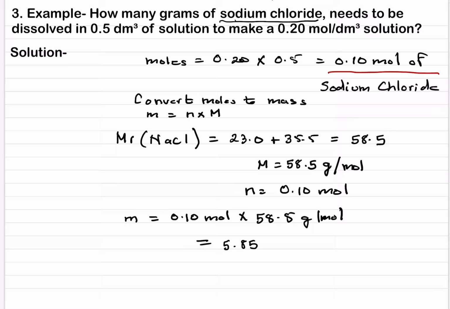And finally we get the answer as 5.85 grams of sodium chloride. So this is your final answer. We have found the mass, that is 5.85 gram of sodium chloride. I hope you have understood it.